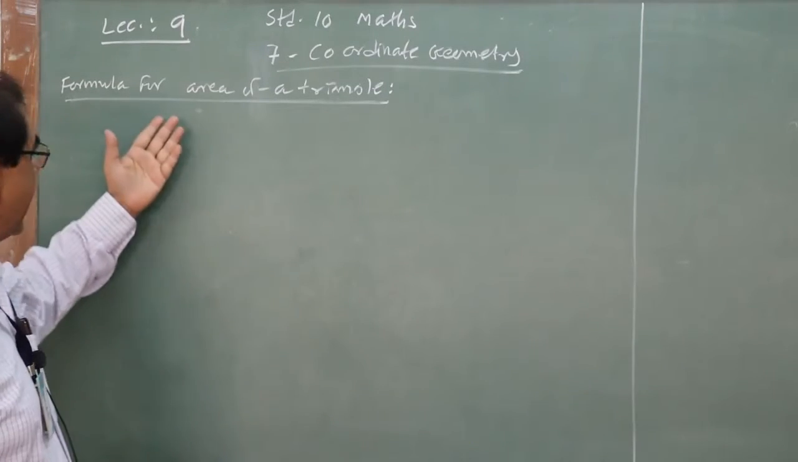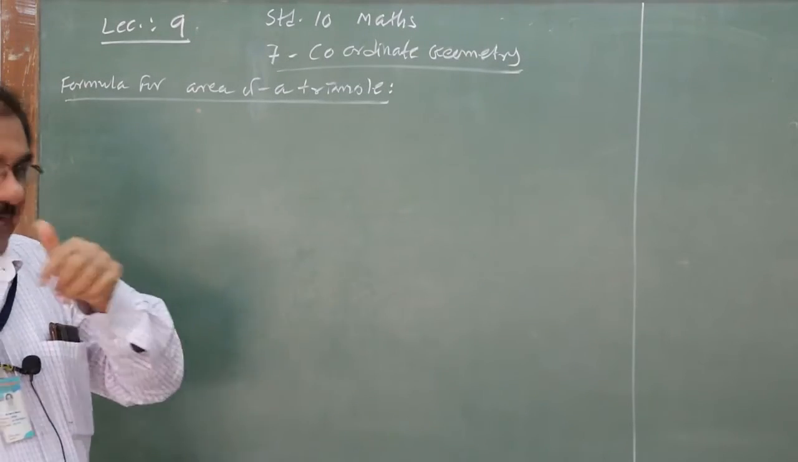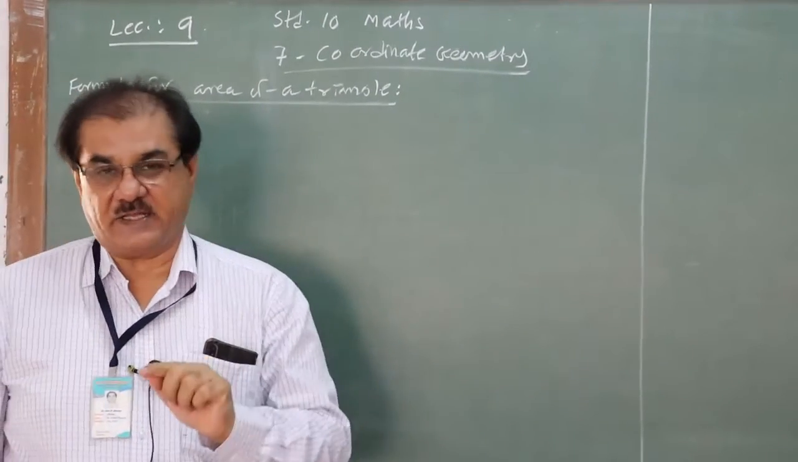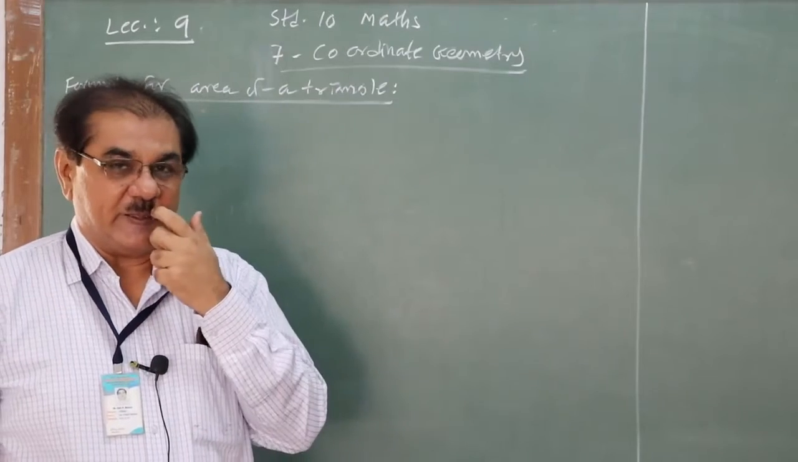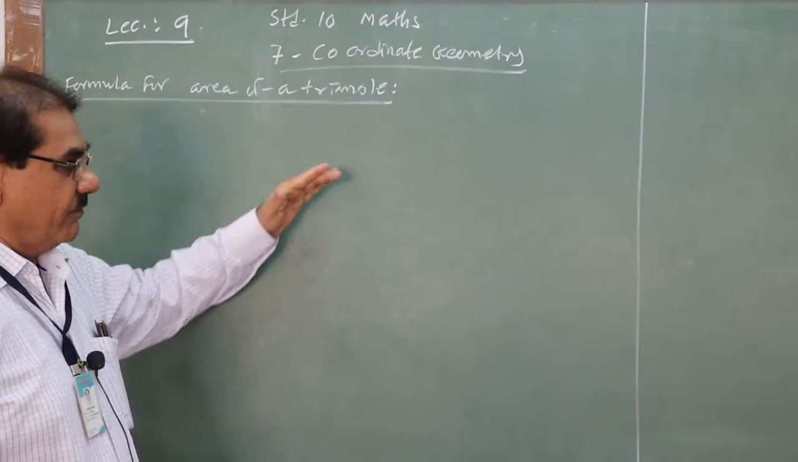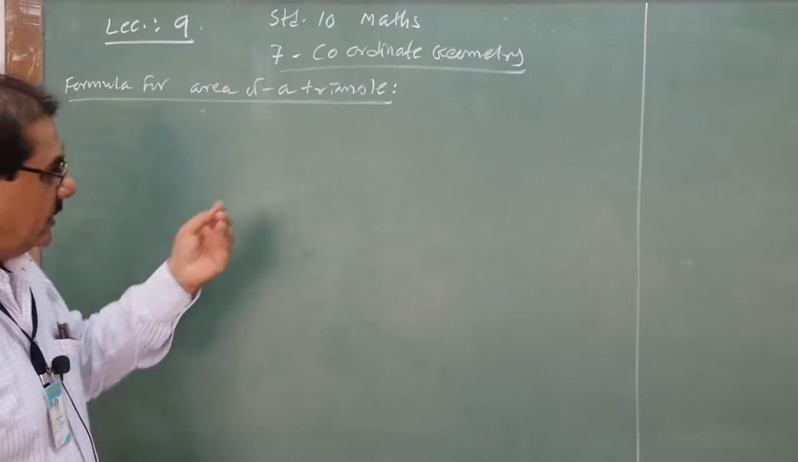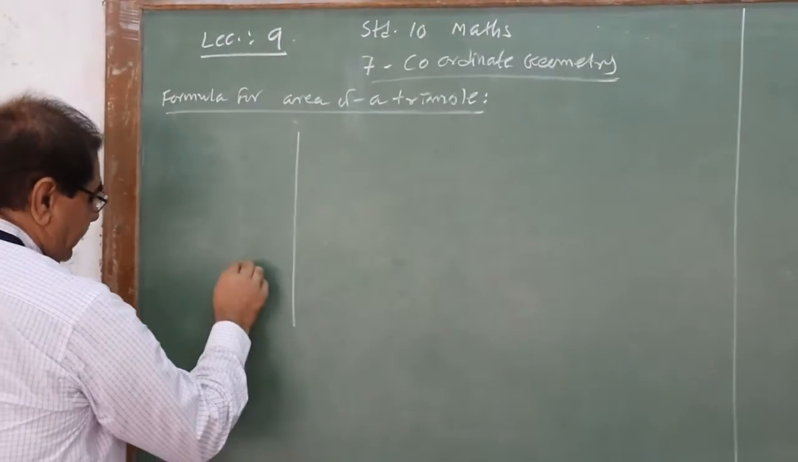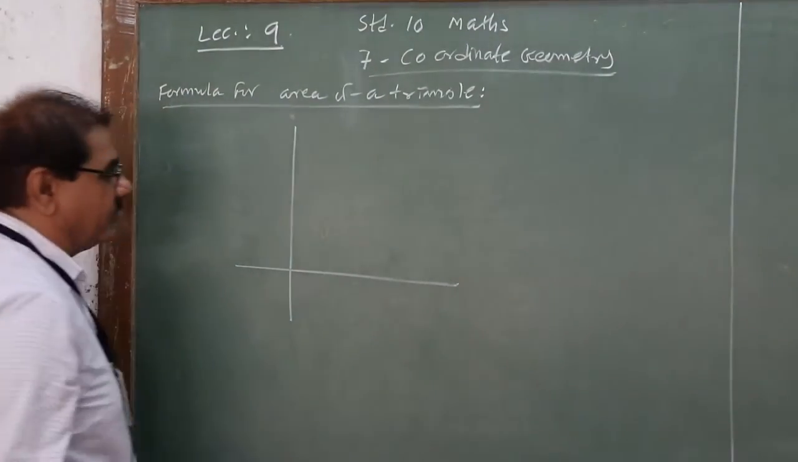Now today, we are going to take a new formula, that is, if the coordinates of all the three vertices of a triangle are given, then what can be the formula to find out the area of the triangle. We derive that formula, so please have a very close look. We take the use of the coordinate system only.